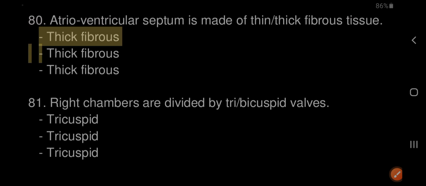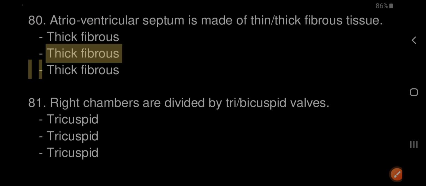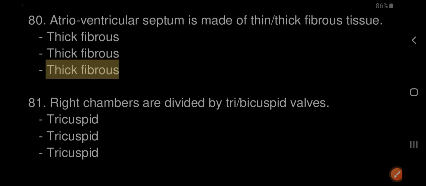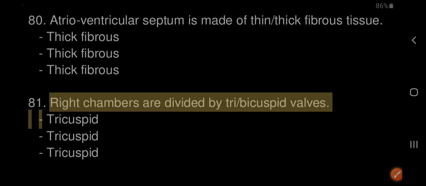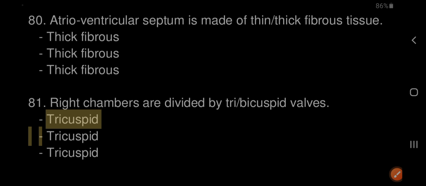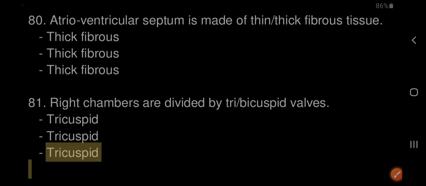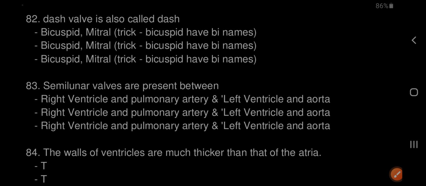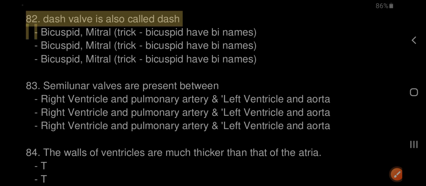81. Right chambers are divided by bicuspid valves. Tricuspid. 82. Dash valve is also called dash. Bicuspid, mitral. Tricuspid, bicuspid have these names.